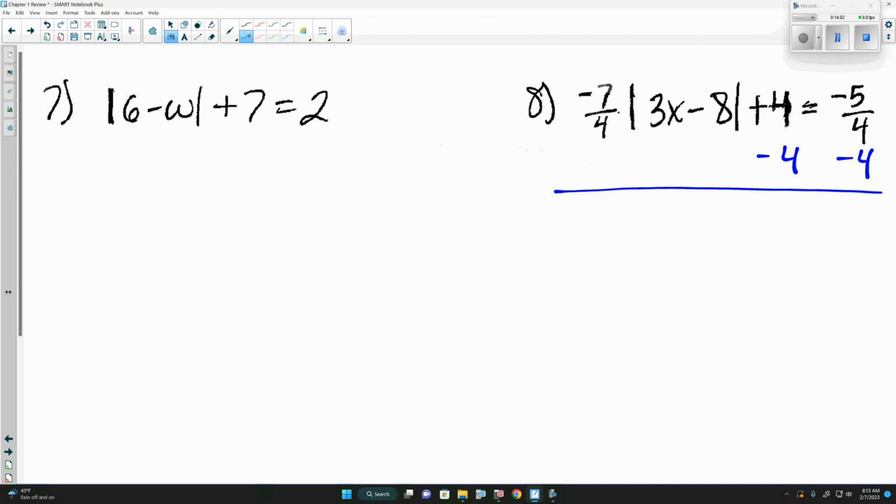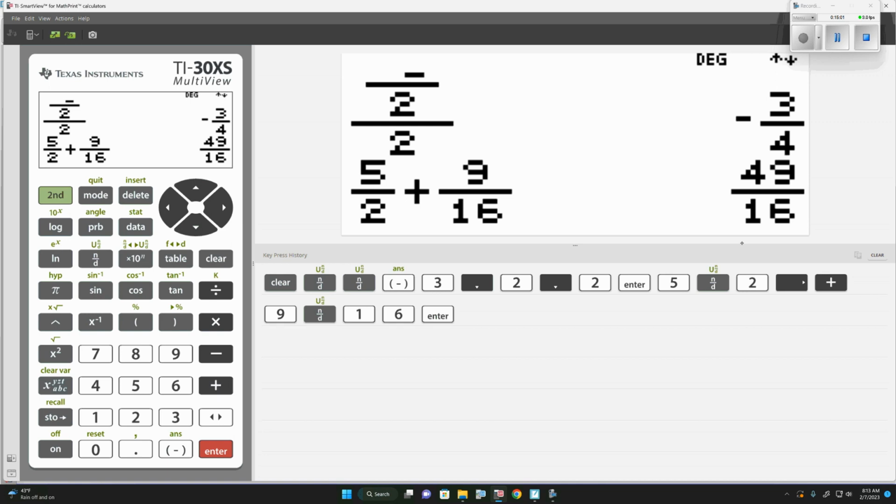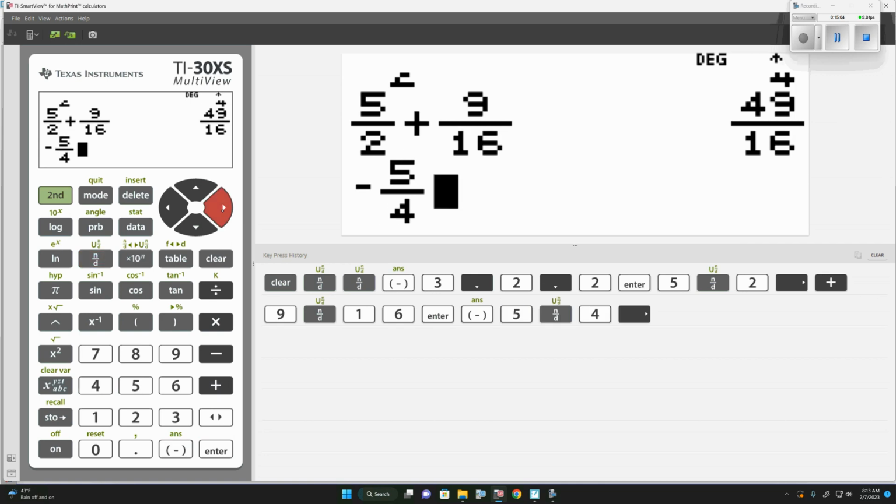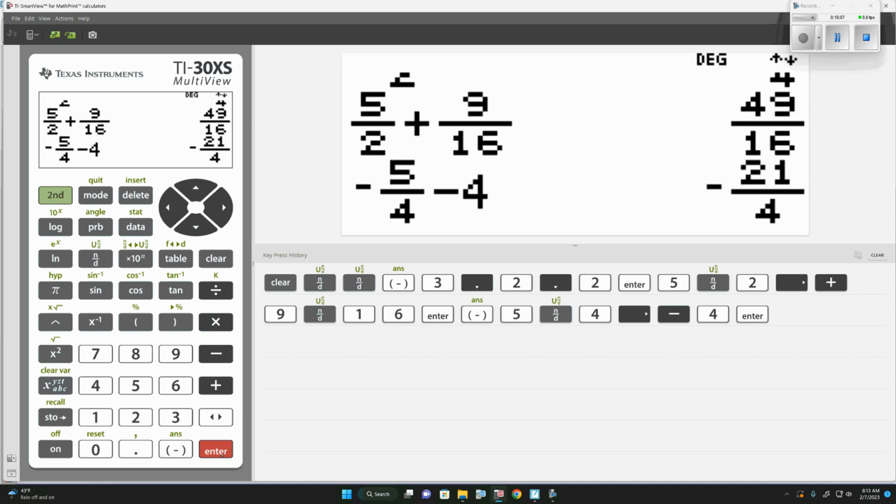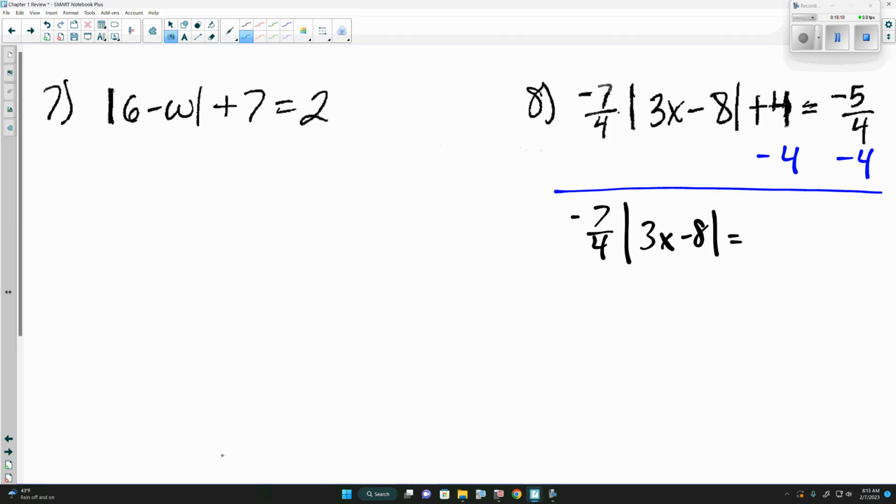So the first thing I'm going to do is subtract 4 from both sides. Negative 5/4 minus 4 is negative 21/4. Now at this point here, the absolute value bars are not by themselves, so there's one of two things we can do. We can either divide both sides by negative 7/4, or we can multiply both sides by negative 4/7. I'm just flipping the fraction. We can do that on both sides.